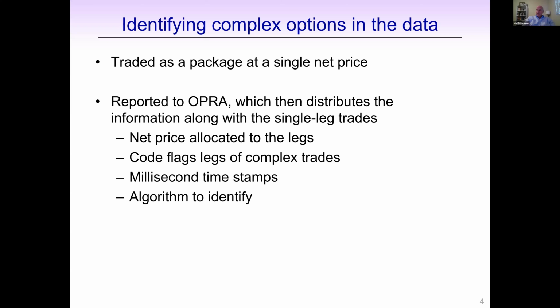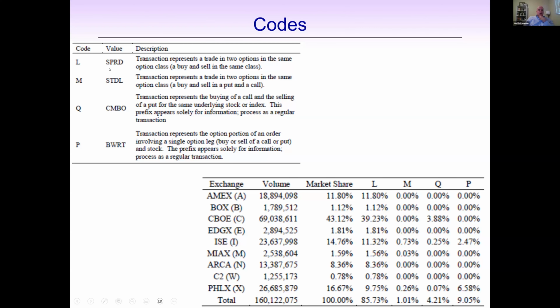The simple idea of the algorithm is that it primarily exploits the timestamps, right? If there were 4 legs, 4 single trades that were flagged as being part of a complex package, and they're reported in the same millisecond, it's almost certain that those 4 were traded as a complex package, because it's not impossible, but it's unlikely that multiple complex trades are reported in the same millisecond.